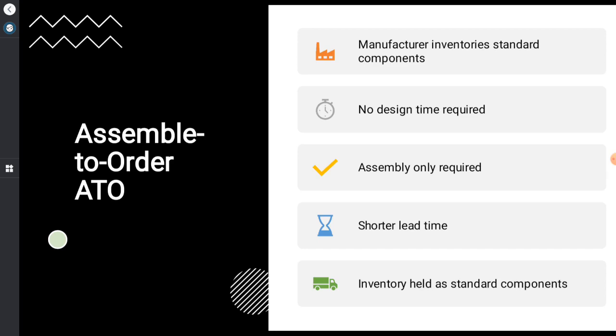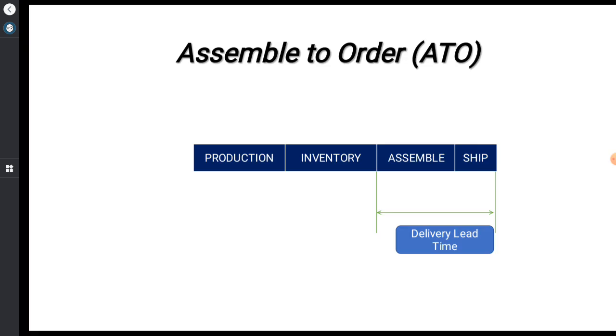So again, assemble to order is a strategy where products are quickly produced from component parts once the order is confirmed by the customer, and it is considered a kind of combination of the make to order and make to stock strategies. Let's see together the delivery lead time. Here it includes only the time needed for assembly and for shipment of the product to the final consumers.